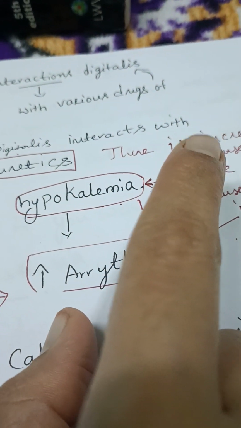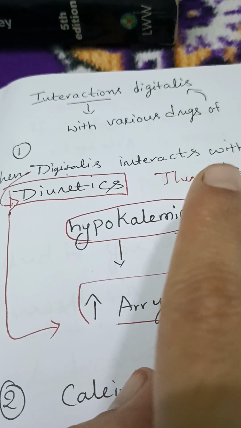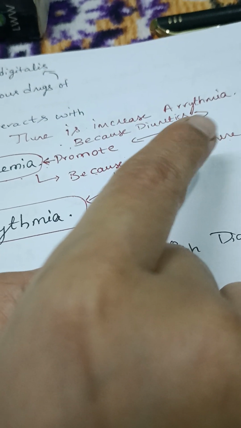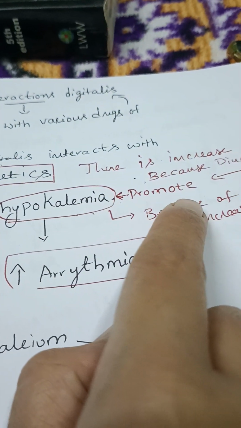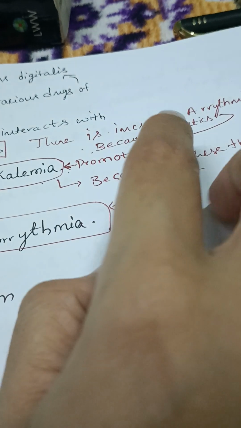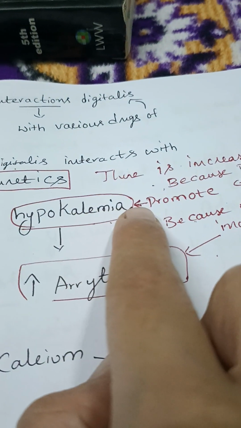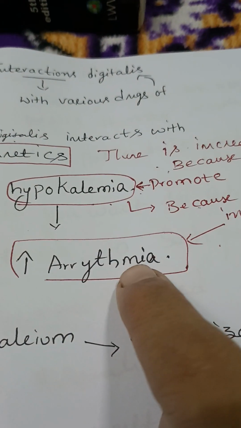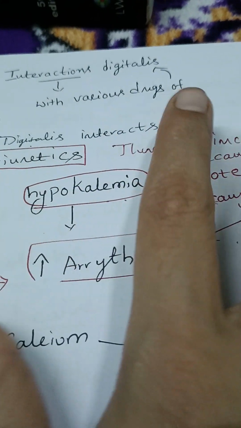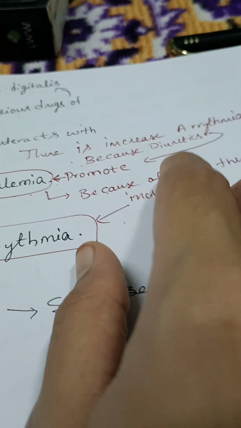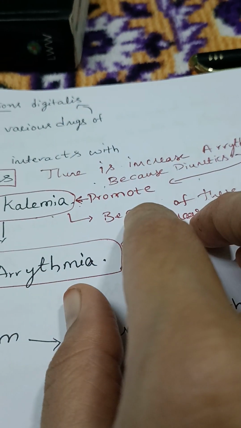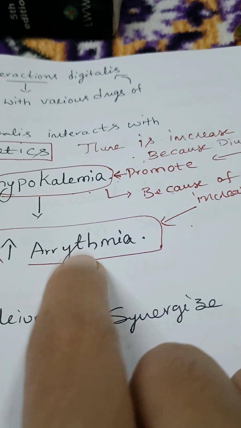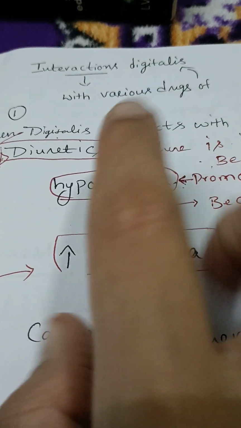Digitalis interacts with diuretics. When digitalis interacts with diuretics, there is an increase in arrhythmias. There is an increase in arrhythmias because these diuretics promote hypokalemia, and because of this there is an arrhythmia. This is the first interaction: when digitalis interacts with diuretics, there is an increase in arrhythmias, because it promotes hypokalemia. This is the first interaction of digitalis with diuretics.